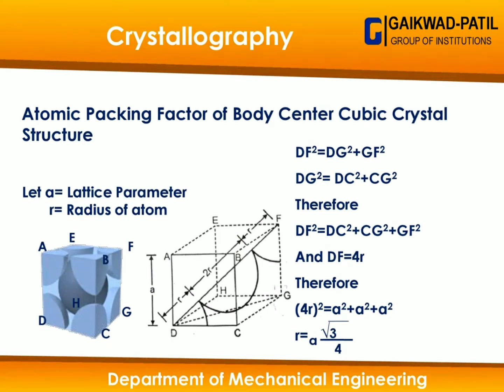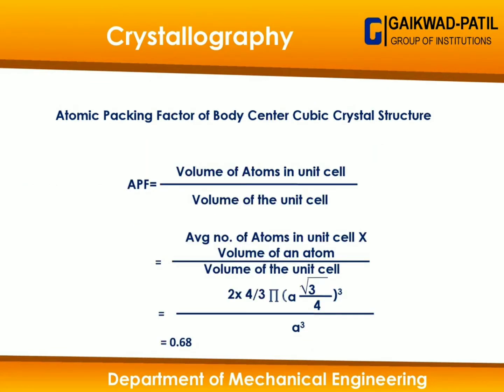So when we calculate the atomic packing factor, we require a formula, and we all know what that formula is: volume of atoms in unit cell divided by volume of unit cell. Volume of atoms in unit cell is the average number of atoms in unit cell into volume of an atom. The average number of atoms in unit cell that we calculated in the previous lecture is 2, right? So 2 multiplied by 4 by 3 pi, and the r value that we calculated in the previous equations, that is a into under root 3 by 4 whole cube, divided by volume of unit cell, which is a cube. So the value will come to 0.68.